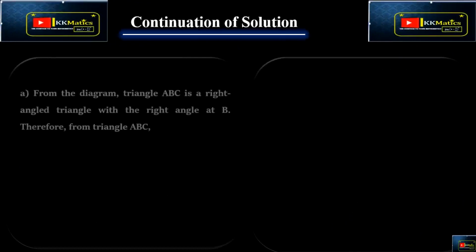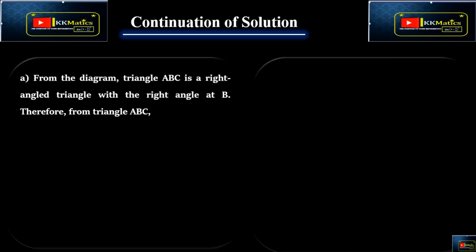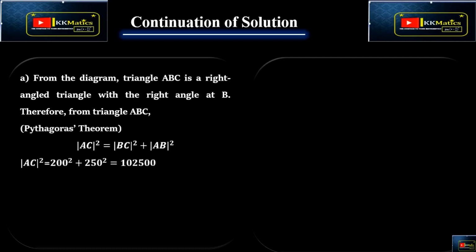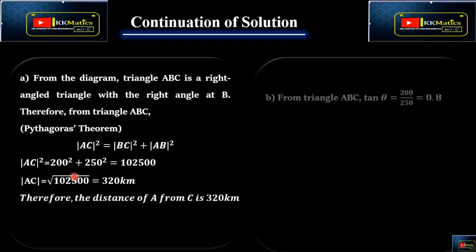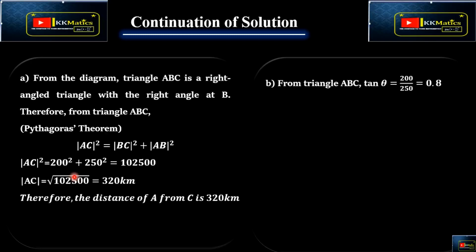Continuation of the solution. From the diagram, triangle ABC is a right angle triangle, as we said earlier. So we use Pythagoras theorem, and this is what we have. This is just calculator work. You punch all these things in, then find the square root of the answer, and that gives us 320 kilometers, which is the distance of A from C, the same as AC.